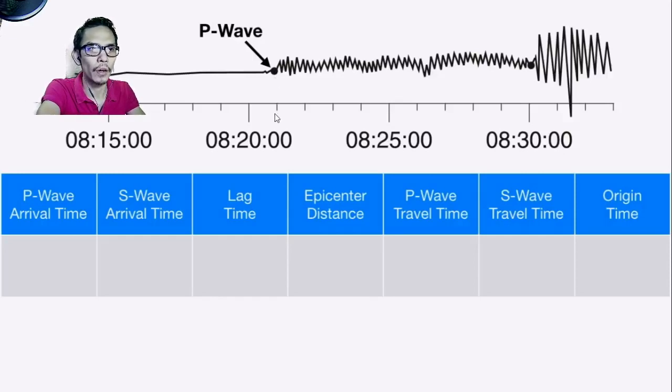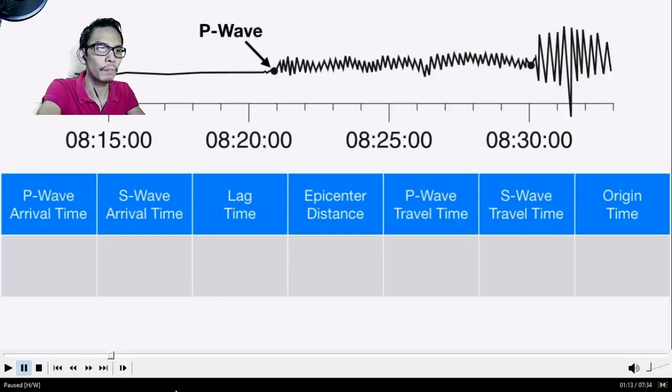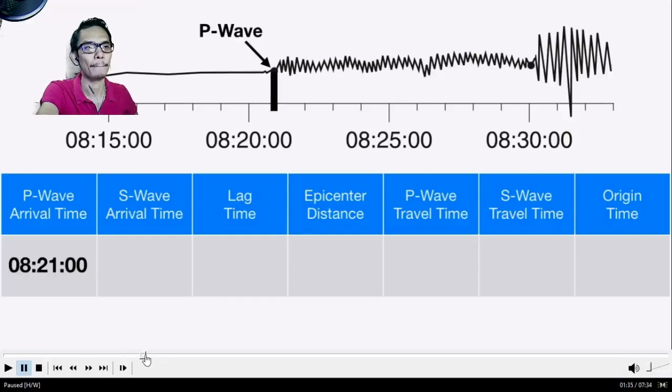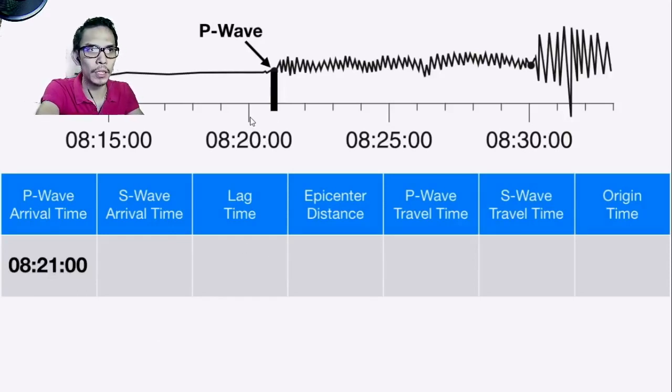In this case, we have 8:21. The P wave arrived at 8:21 because that is the time the reading started to go up. Why is it 8:21? Because this is 8:20 and this mark will be 8:21. So you put it on our data table: 8:21, 8 hours 21 minutes.